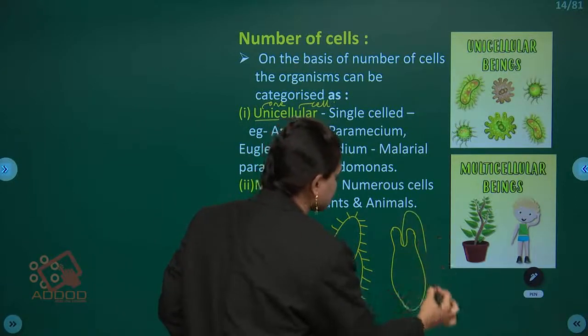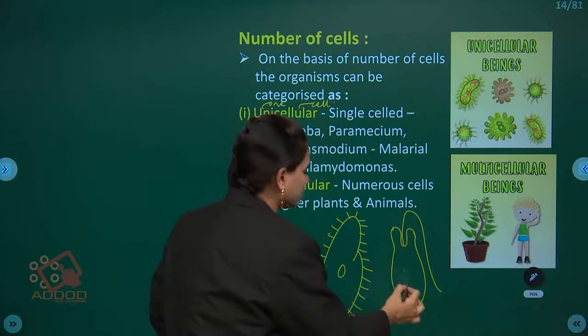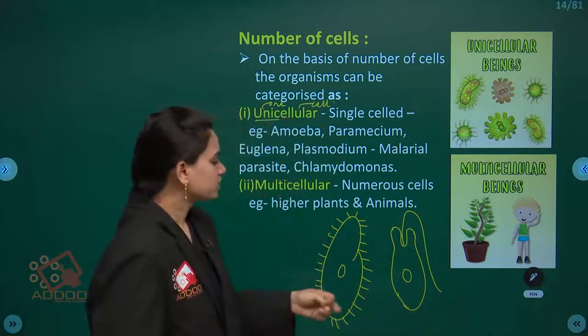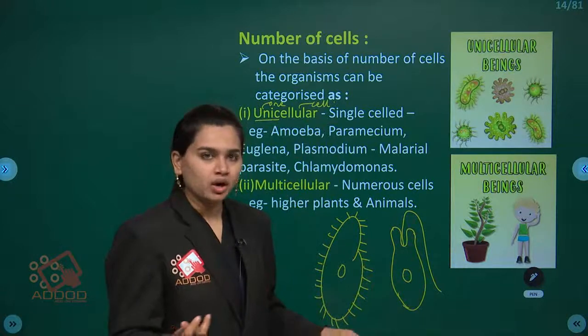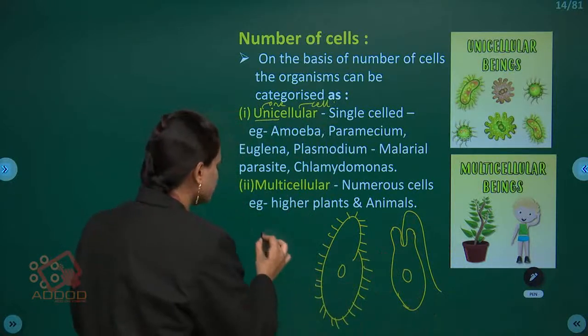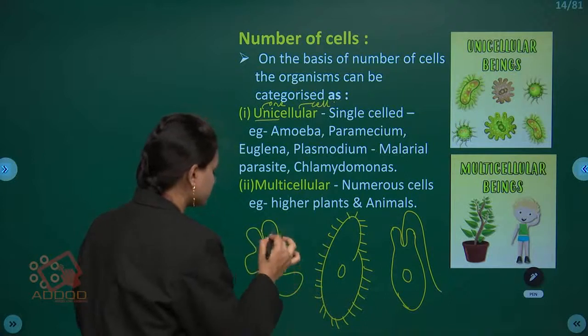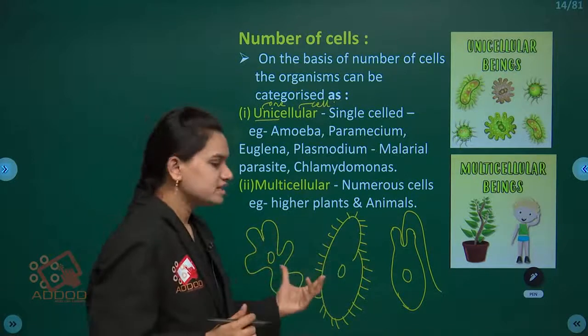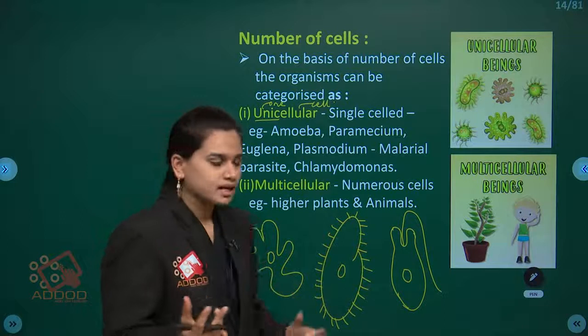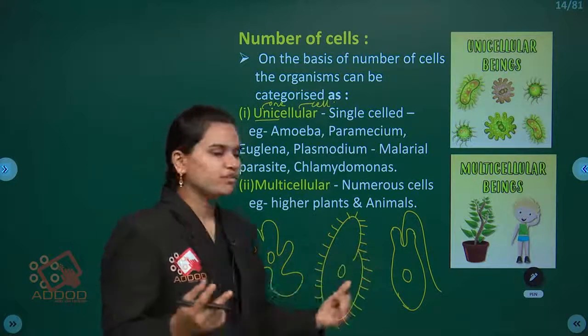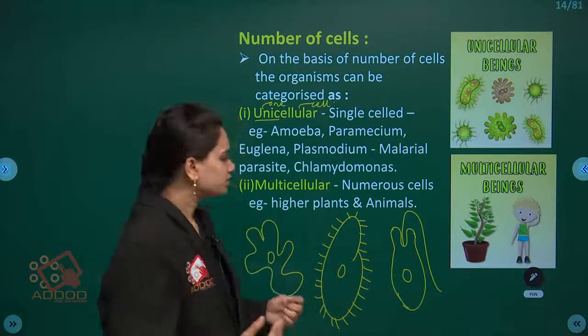It consists of a single flagellum and then a nucleus. So this is the structure of Euglena. All these that I have drawn, the amoeba, the paramecium, and Euglena, are examples of single cells. Here in them, the single cell will perform the whole of the functions.